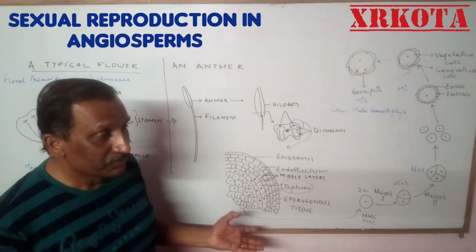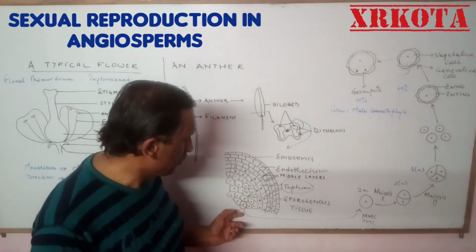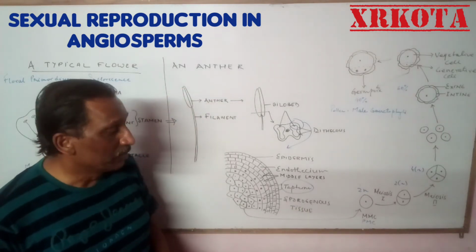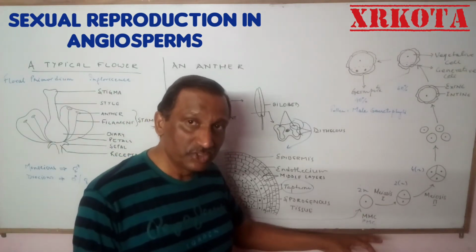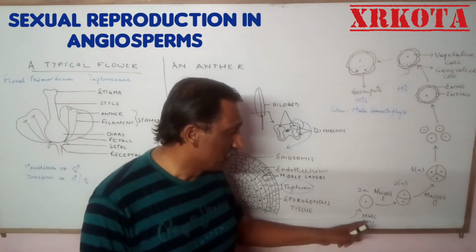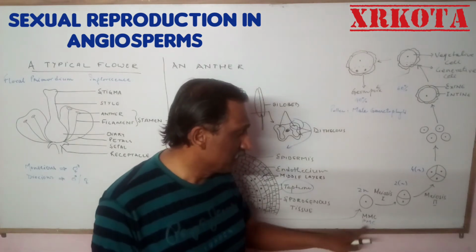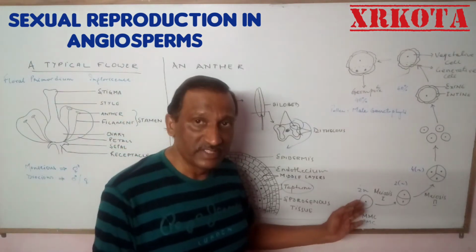There are hundreds of thousands of sporogenous cells, and each of the sporogenous cells is capable of producing a pollen grain. Now, once the sporogenous tissue becomes mature, then it may be known as microspore mother cell or pollen mother cell, MMC or PMC. The PMC or MMC is a diploid cell.